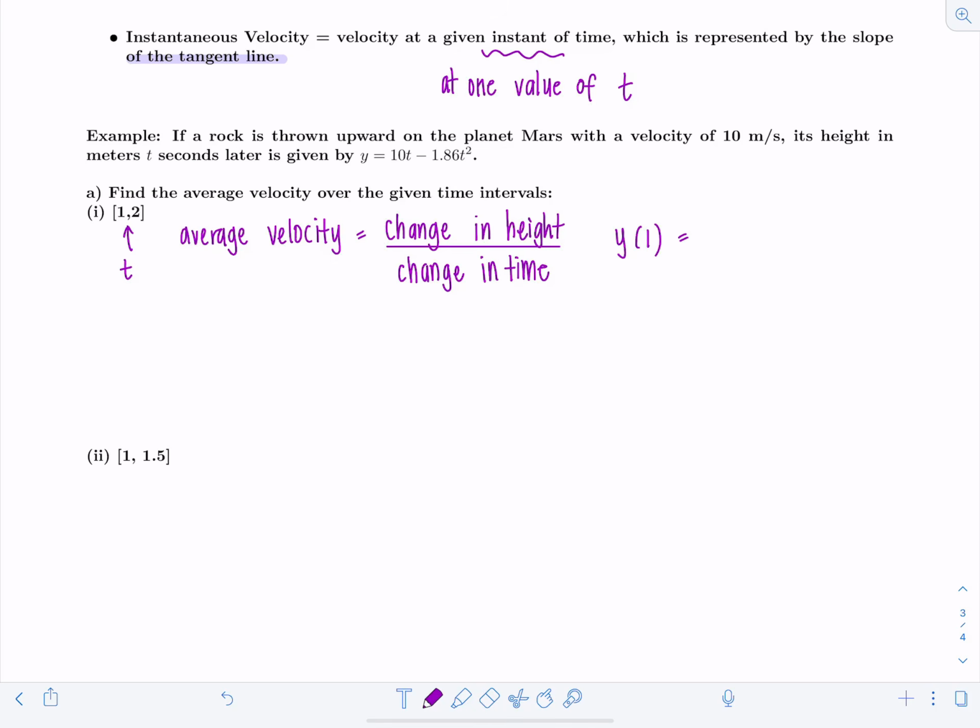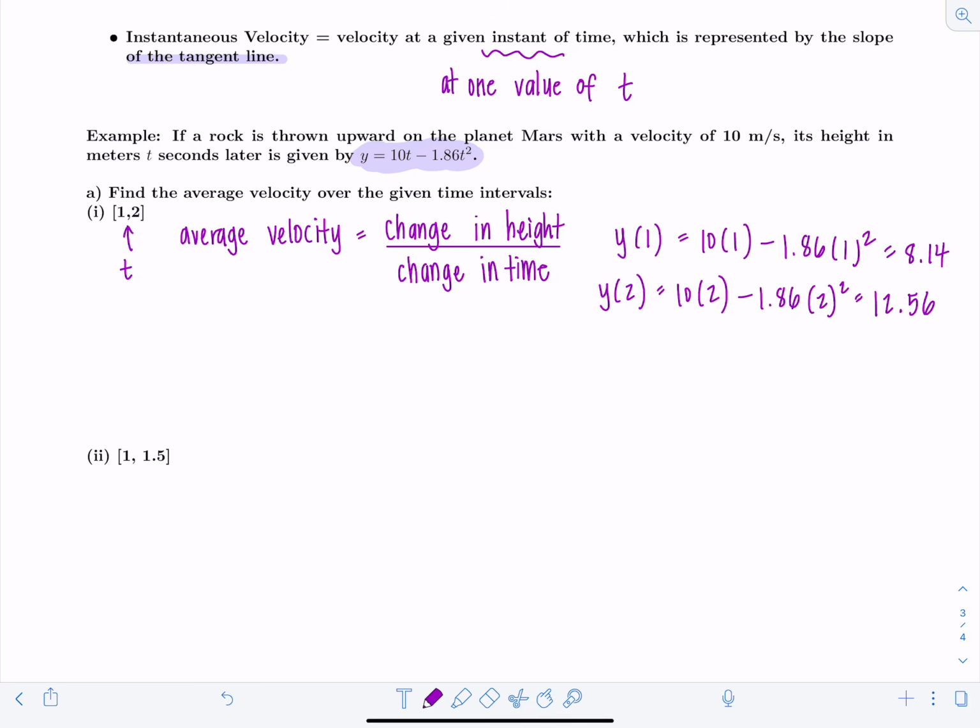So y of 1, I'm going to substitute 1 in for t into the equation here. So I have 10 times 1 minus 1.86 times 1 squared. That gives me 8.14. And then y of 2 is going to be 10 times 2 minus 1.86 times 2 squared, so that's 12.56. So you could think of it like these are ordered pairs, right? For the function, (1, 8.14) and (2, 12.56).